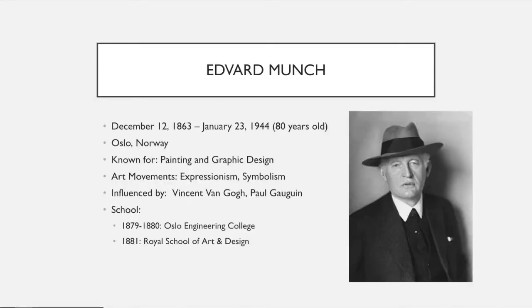Edvard Munch is from Oslo, Norway. He was born in 1863 and died at 80 years old in 1944. He's mostly known for his paintings and some of his graphic arts. He's an expressionist painter. He's also known for symbolism. He was influenced by Vincent van Gogh and Paul Gauguin. He started off in engineering college and then moved on to art school.